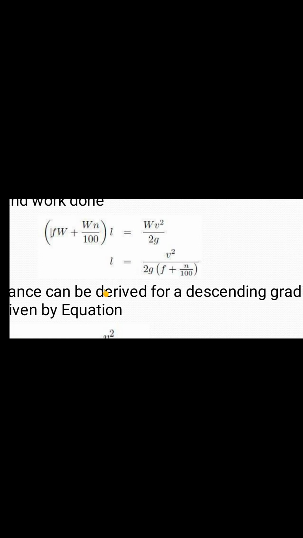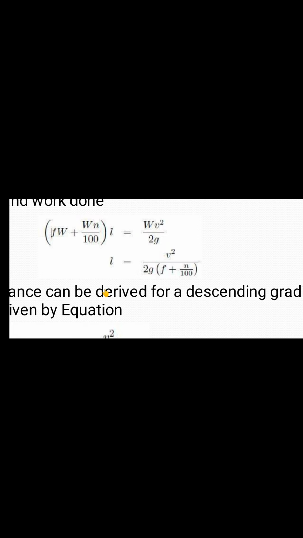Why is it N by 100? Because it is the gradient. If it is an upward gradient, we have to take N as minus. If it is a downward gradient, N is plus. Okay, vice versa. So similarly, braking distance can be derived for a descending gradient. Therefore, the general equation is given by general stopping sight distance equal to Vt plus V square by 2Z into F plus or minus 0.01 times the N.